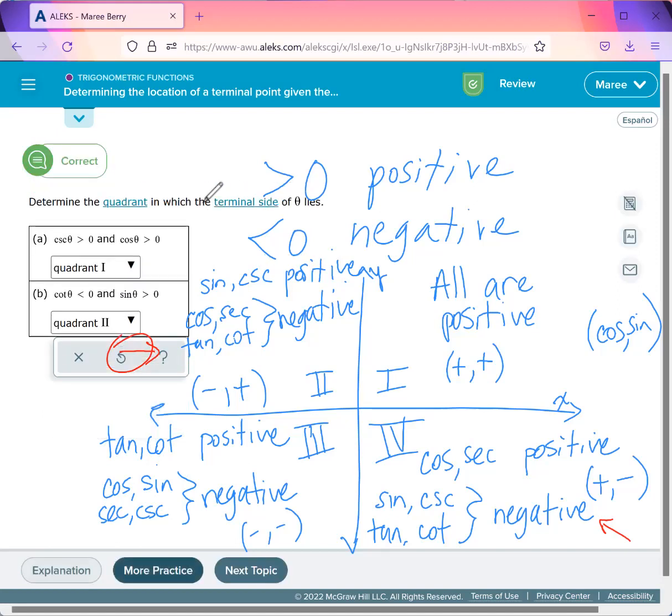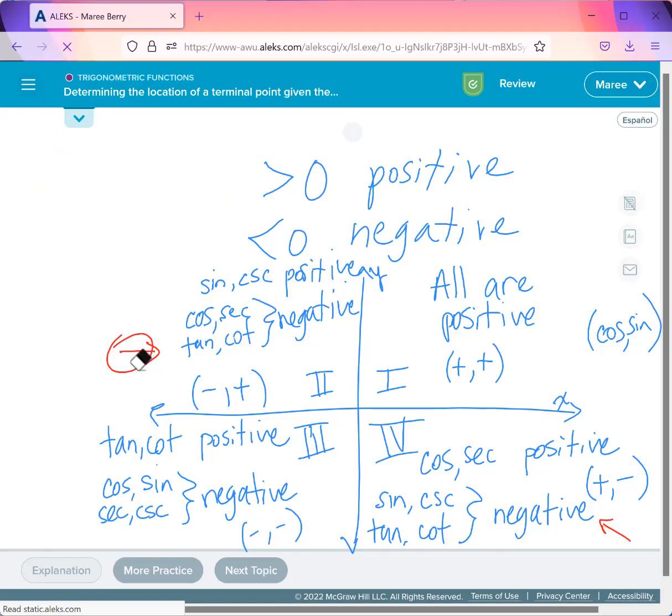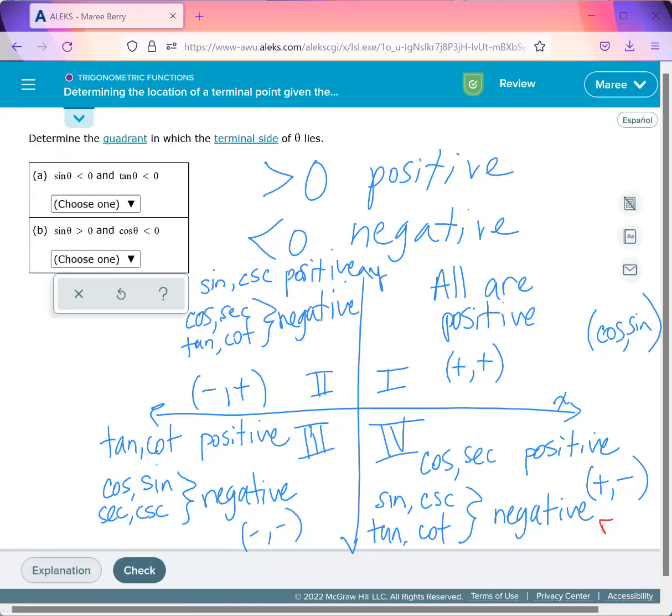Okay, let's do one more, just because we were problematic there. Okay, so if the sine is less than 0, that means the sine is negative. So where is the sine negative? That's our y value. So it's quadrant 3 or quadrant 4. Now the tangent is negative. So that means it is going to be quadrant 4. Let's make sure we click the right one. Boom.